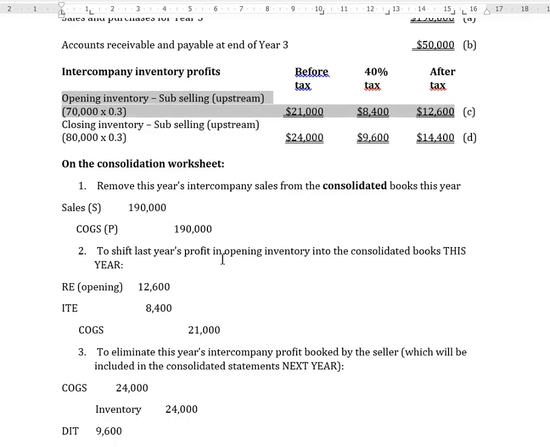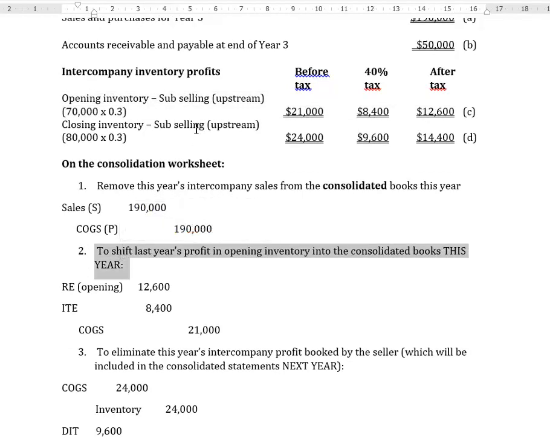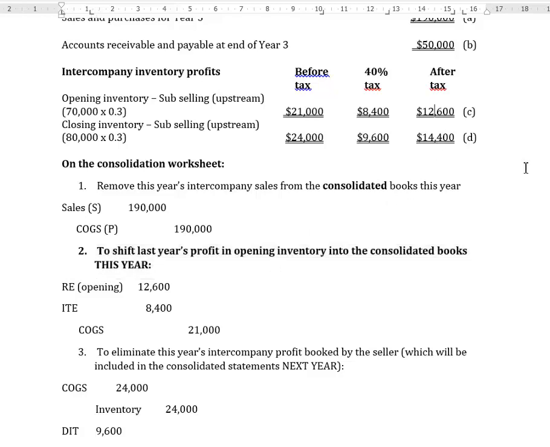So in order to shift what I call a profit shift, to shift the profit from year 2 into year 3. And why do we want to do this? Because in the consolidated books, they can only recognize this profit from an opening inventory amount once all the inventory is sold outside. So presumably, by the end of year 3, any year 2 sales intercompany would have been sold by the parent to an outside third party.